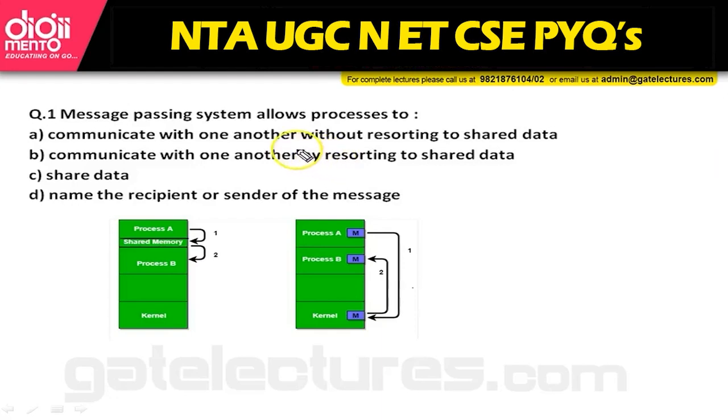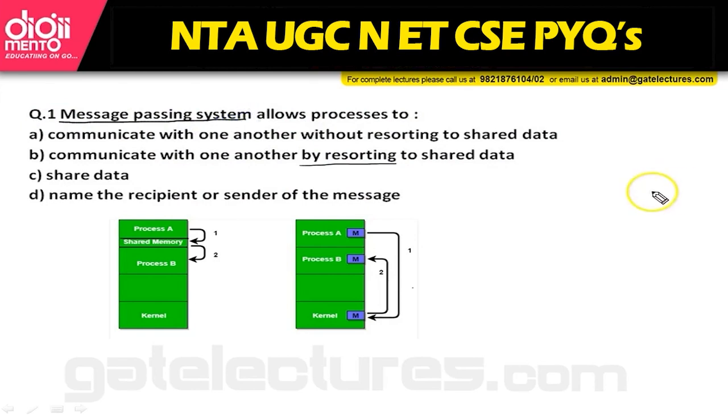Okay, so we have our next question, which says: a message passing system allows processes to communicate with one another without resorting to shared data, or name the recipient or sender of the message. Before coming to this question, let me just give you a brief idea about what all these are. So, message passing system.